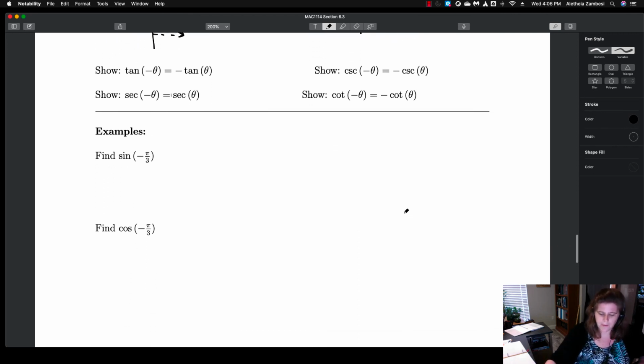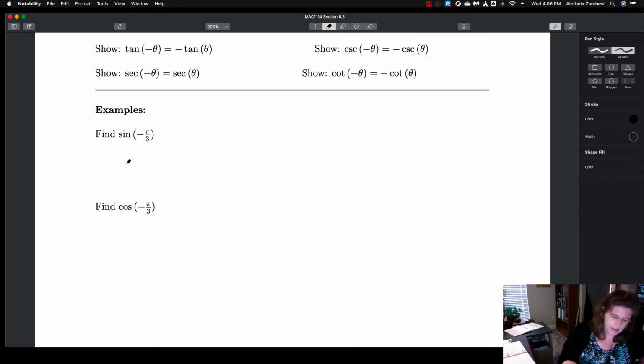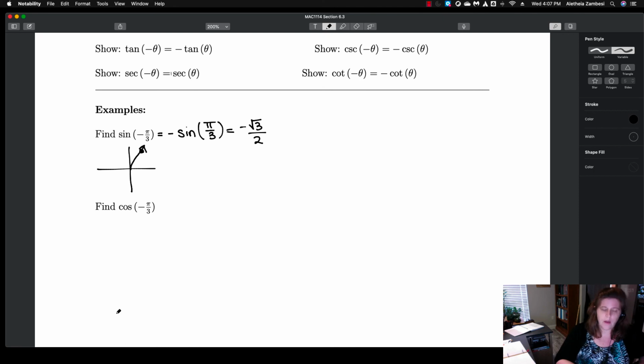Now I can use that to find some values of some trig functions. So sine of negative pi over 3 is equal to the negative of sine of pi over 3. Now pi over 3 is this angle here. So my y value is this, and this is negative square root of 3 over 2 based on the unit circle. Most of the time, this allows us to bring most of the angles for the whole unit circle into that first quadrant, so I don't have to remember as many angles.